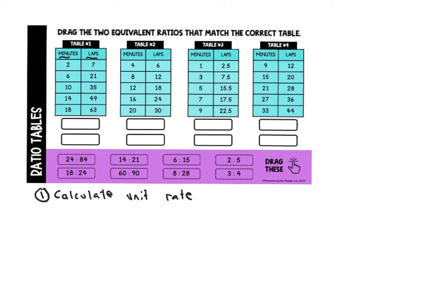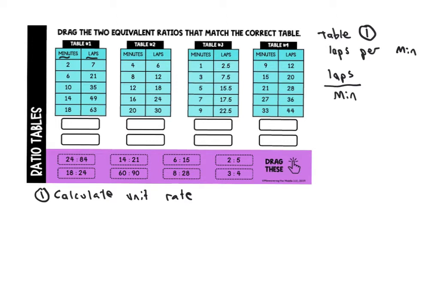So for table 1, I'm going to go ahead and work over here. So I'll say table 1. Our unit rate, we're looking for laps per minute, which means it's going to look like laps per minute.